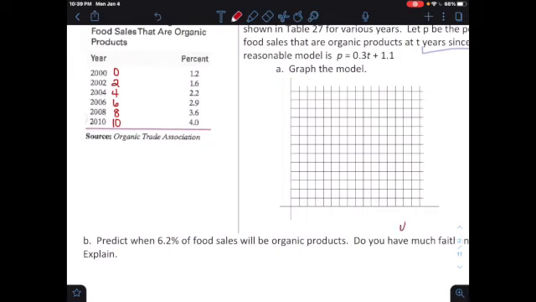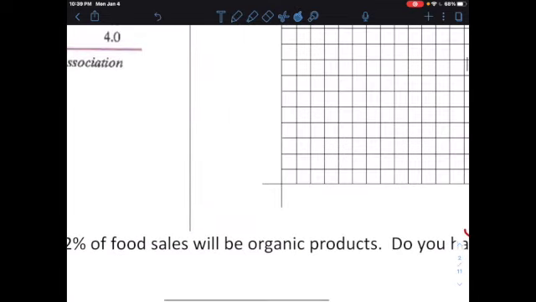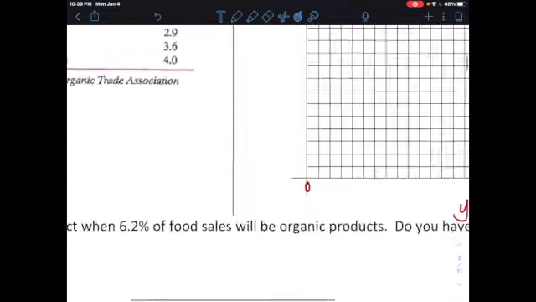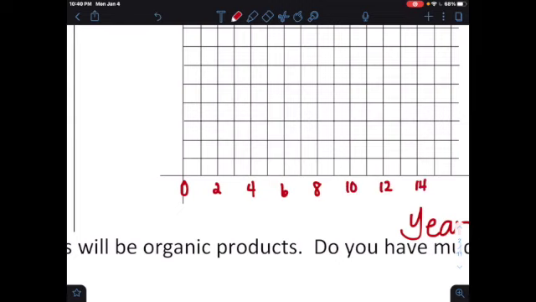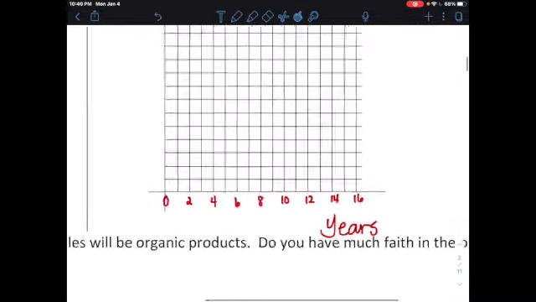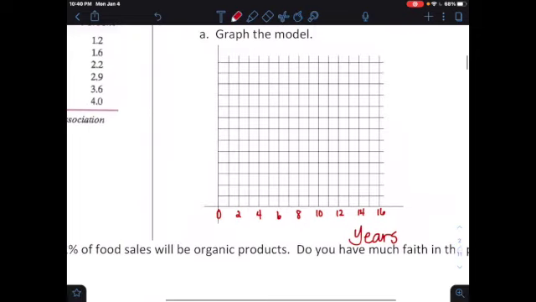So here's my years, and that's going to start with 0. I'm going to do it right here. But because it gets too crowded, I'm going to go by 2 so you can see. So 2, 4, 6, 8, 10, 12, 14, 16. Okay, and then that's your years, and that's your time.